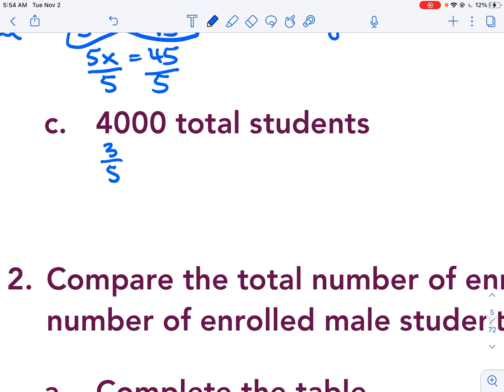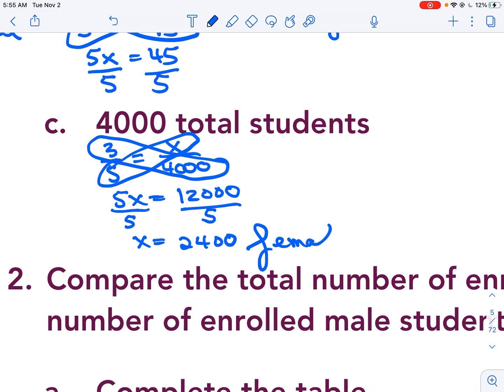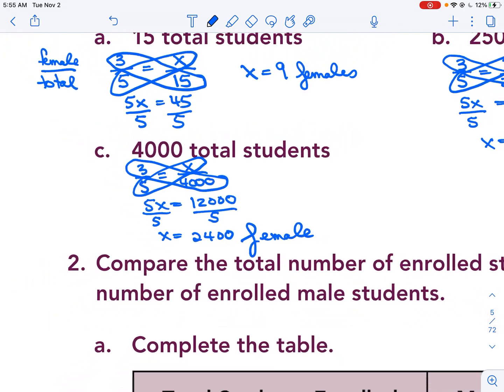3 to 5 for female students. So, I multiply here and get 5x. I multiply here and I get 12,000. I divide by 5. I get x equals 5 goes into 12, 2 times with 2 left over, that'll get me 4. And that would be 2,400 female students when there are a total of 4,000 students.